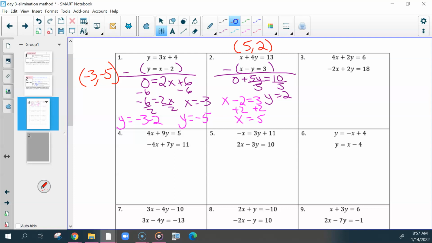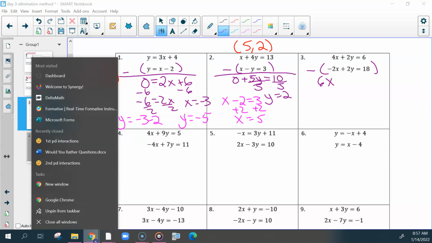For number 3, which one has common coefficients? The y's, the 2's. And then to eliminate them, we would do what? Minus, subtract. 4x minus -2x is 6x. 2y minus 2y is 0.